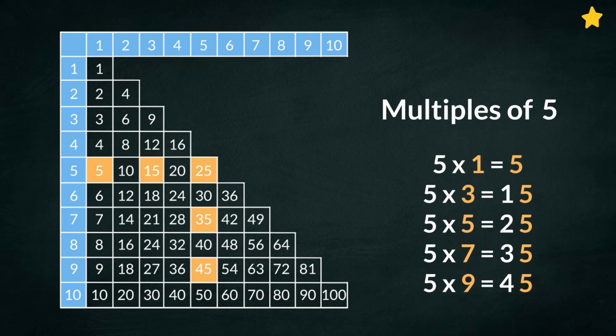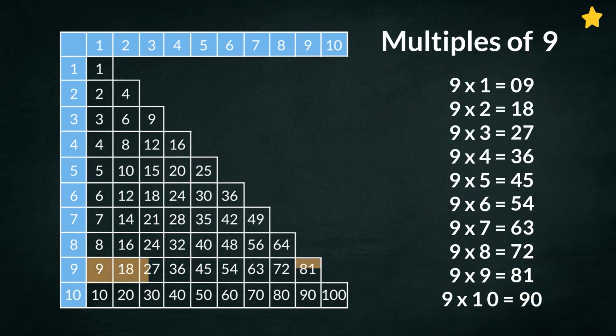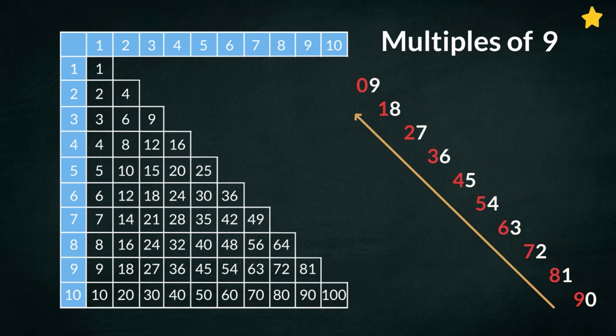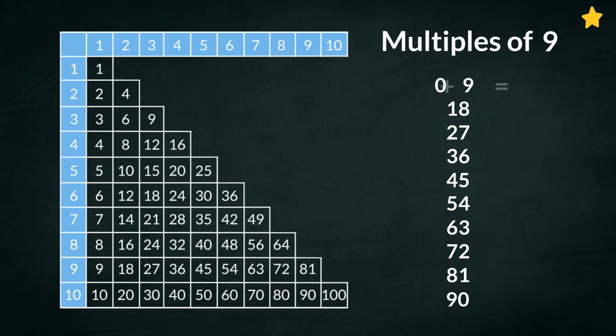Multiply it by an odd number, like 3, 5, 7, or 9, and the result always ends with a 5. Multiples of 9 also have a pattern. Check out their place value. The 1 place goes down from 9 to 0, while the 10 place goes up from 0 to 9. Here's a fun fact. If you add the digits in a multiple of 9, you'll get 9.